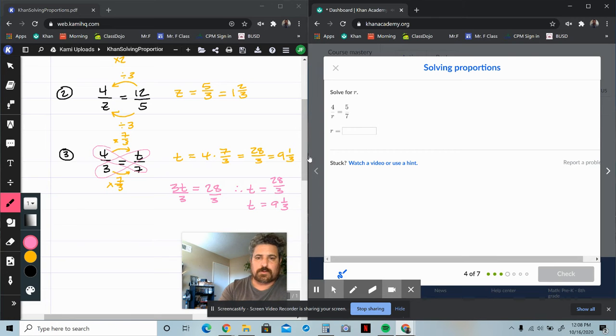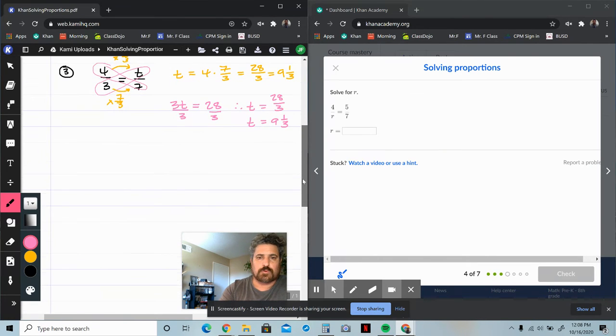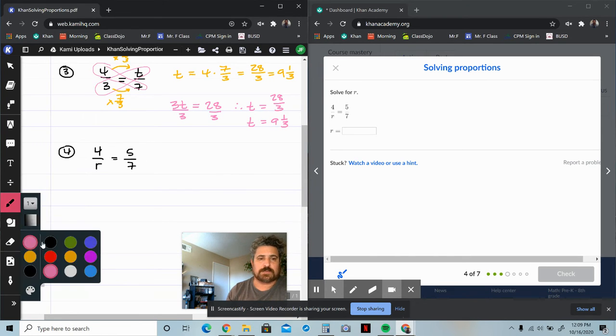Okay, for the next one, we're going to investigate this relationship. It says for number 4, 4 over r is equal to 5 over 7. Do you see a relationship between 4 and 5 that you can exploit? Something you multiply 4 by to get 5? Probably not. And if you don't see that relationship, that's fine. Then you can always do the cross product. Remember, the cross product is bottom times the opposite top equals top times the opposite bottom.